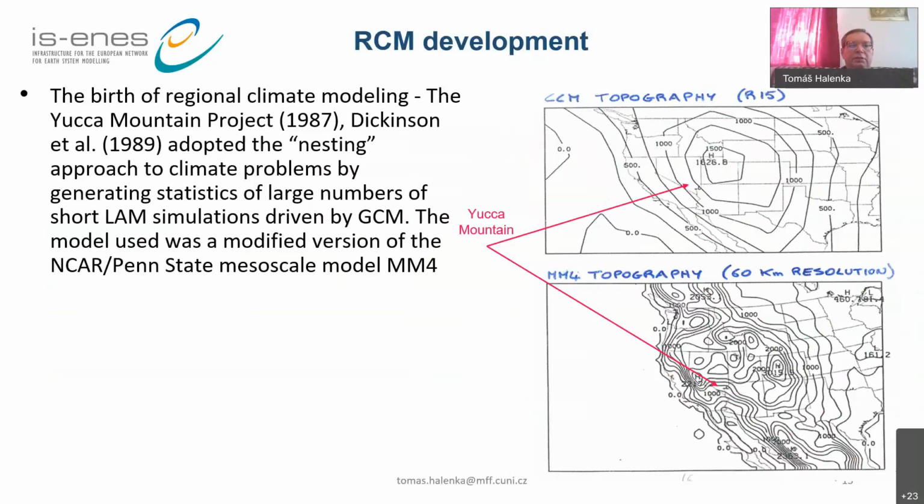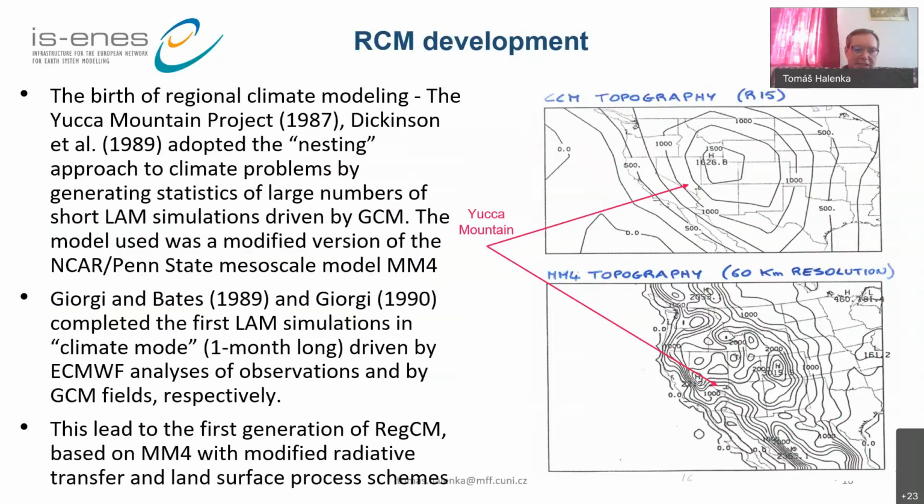That approach of simulations of a limited area model driven by a GCM, and then next, please. And then you made a really full long-term, or longer-term, one month long experiment driven by ECMWF analysis and GCM fields, and that's kind of the first generation of regional model or RCM based on MM4, the model at that time. So next, please.